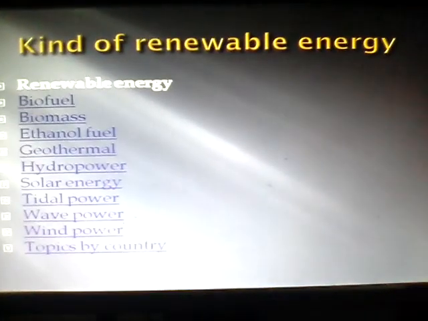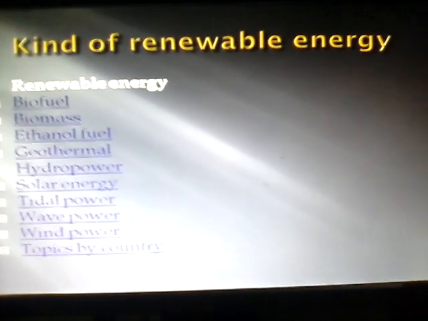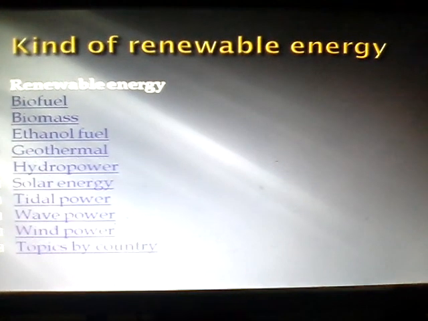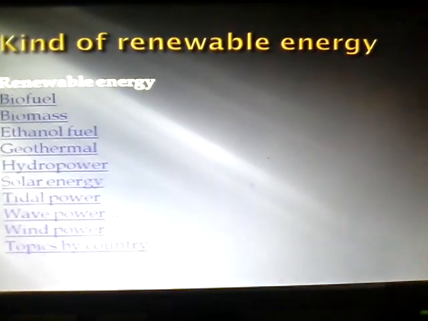Kinds of renewable energy: biofuel, biomass, ethanol fuel, geothermal, hydropower, solar energy, tidal power, wave power, wind power. Topics by country.